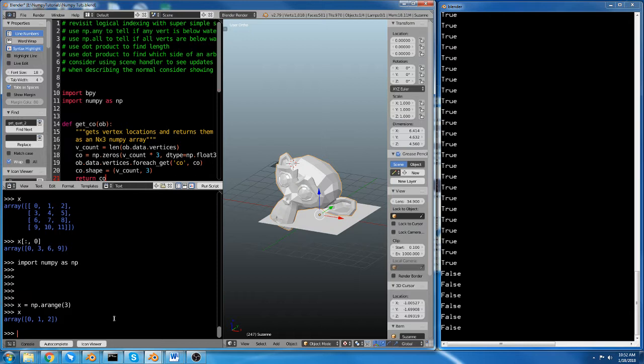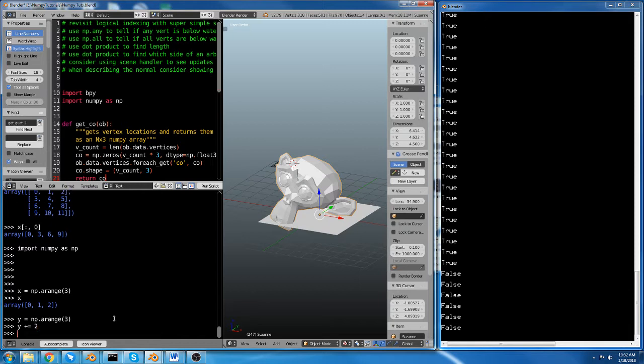Now a dot product is the same thing as the Pythagorean theorem, but in 3D space. You can look up the Pythagorean theorem and you'll see what it does. It sounds fancy, but it's actually pretty simple. If we did the dot product of x with another, let's make y equals np.arange(3) also, but then y is going to be added to, so we'll say y += 2. And now this is x: 0, 1, 2, and this is y: 2, 3, 4.